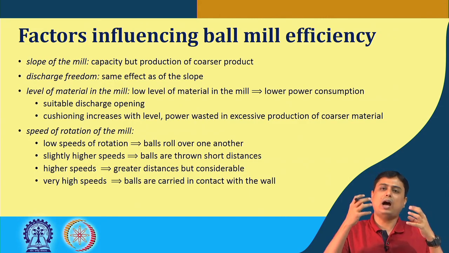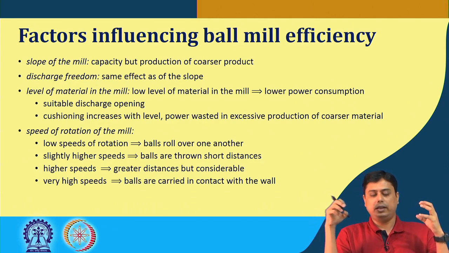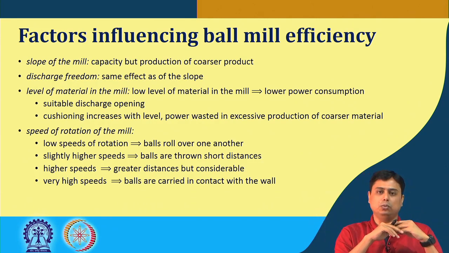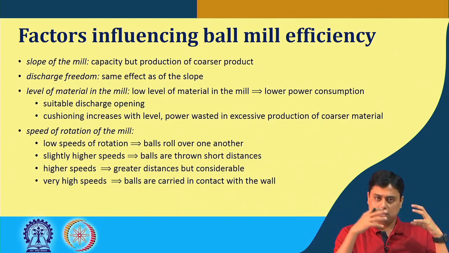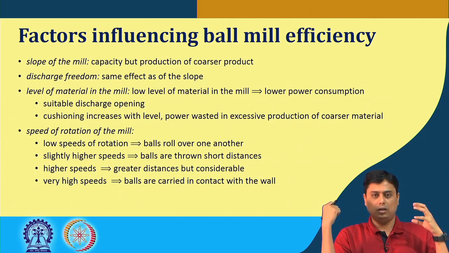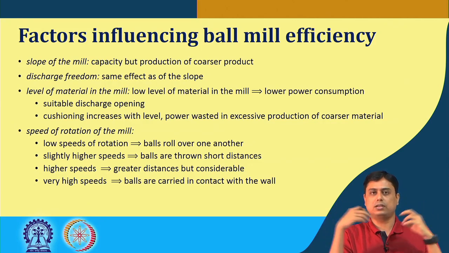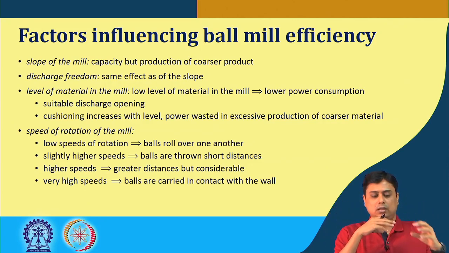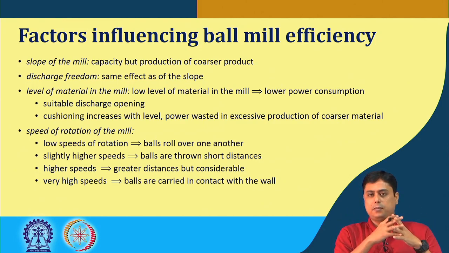Discharge freedom, that means how easily you can take out the product. If that is smooth enough, it has the same effect as that of the slope. If the discharge comes out quickly, that means the residence time is lower, so there is less significant size reduction. The level of material in the mill we have also discussed. So, with a low level of material in the mill, there is definitely low power consumption.